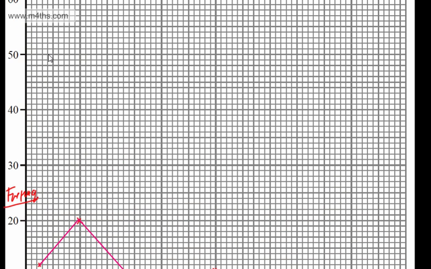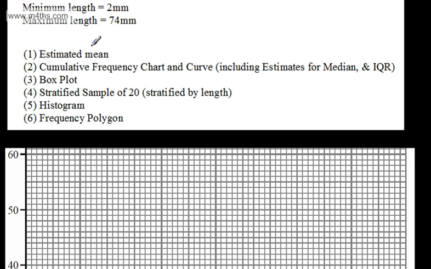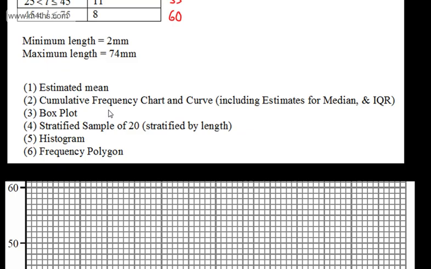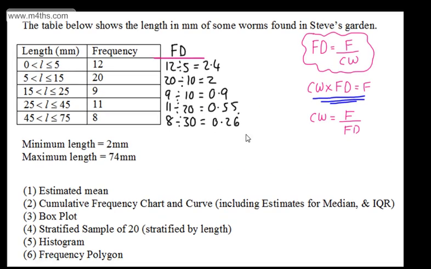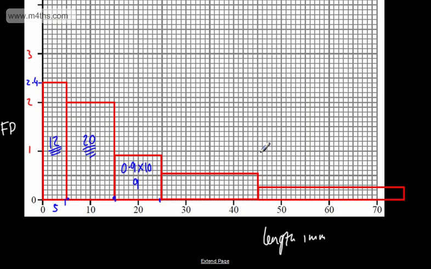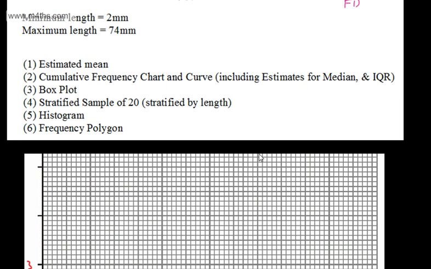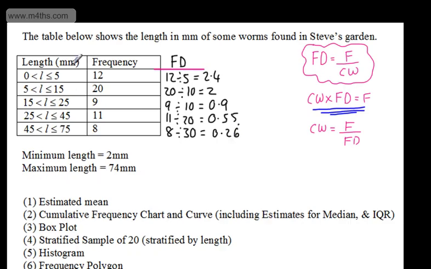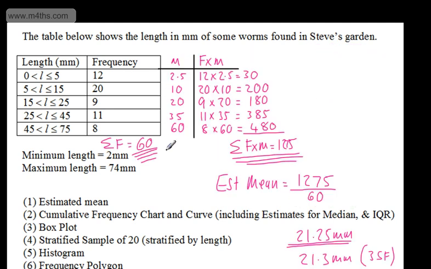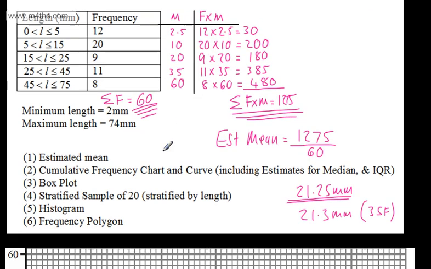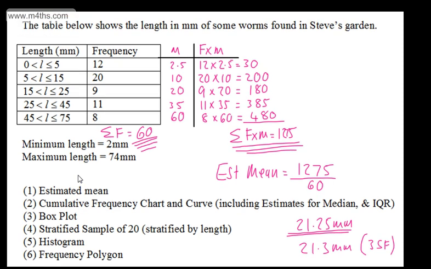So we've been through all of these now. We've looked at an estimated mean. We've looked at cumulative frequency chart and curve. We've looked at box plots, stratified sample, histogram, and frequency polygon. Do check your work. As you saw on this one, I slipped up, looked at this and thought, hang on a moment, that's incorrect, and went back and sorted it out. If we look at some of the other questions, just clearly setting each one up will give you exactly what you need. So 6 different skills, and the vast majority of these are seen to be higher level skills.